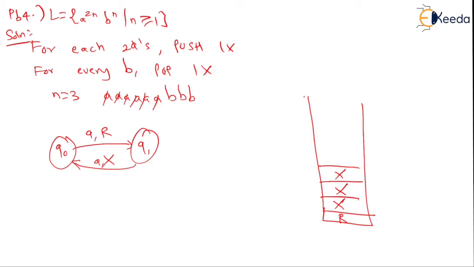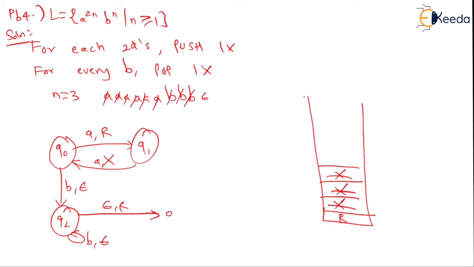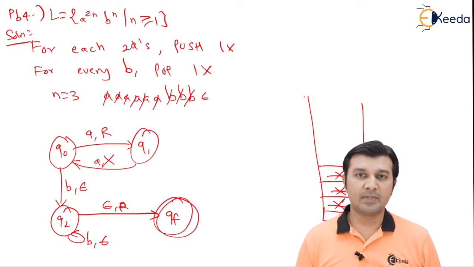Going further ahead, for the first time when you receive a B, now we all know that we are going to have a first pop operation, and therefore I say B comma epsilon, and I am in state Q2 that pops my first X. Further, when you receive the second B, the pop operation is going to be repeated. So I write B comma epsilon over here and X will be popped. The moment you receive the third B, again Q2 will have a cyclic transition and the third X will be popped. Ultimately, you will be having epsilon as the input. If the stack top is R, I say let's go to the final state and conclude that the PDA is going to accept that input.